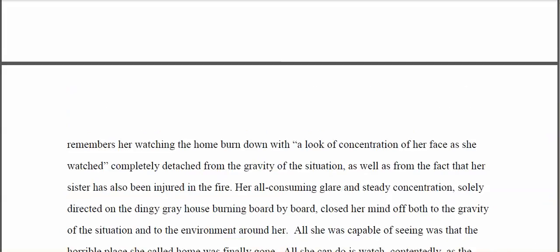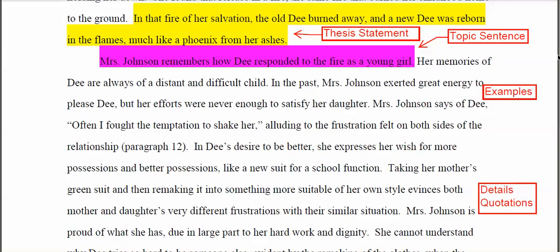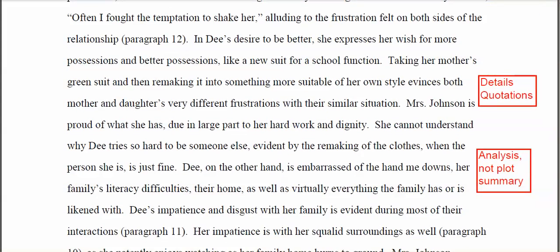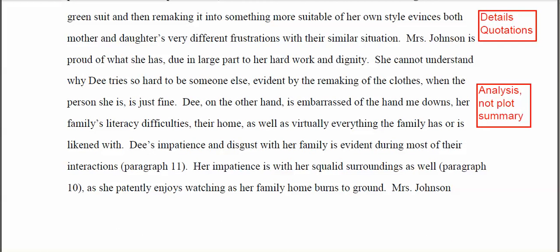So let's look at this paragraph one more time. You have a topic sentence, which is the first part of your thesis, your first idea. Then you have some example sentences to explain that topic. Then you have details and quotations to support your argument. And then you will analyze the character. Don't just tell me what he or she did, but tell me why he or she did it.